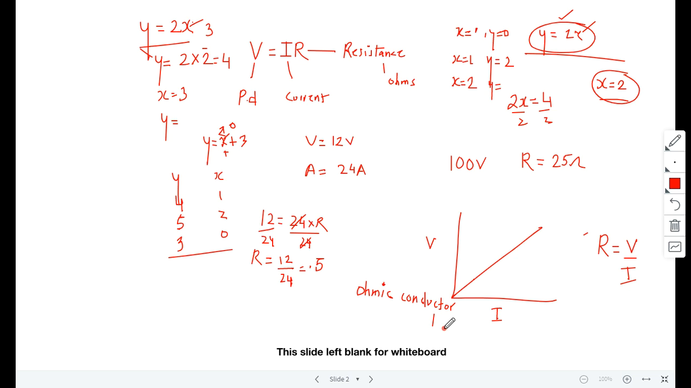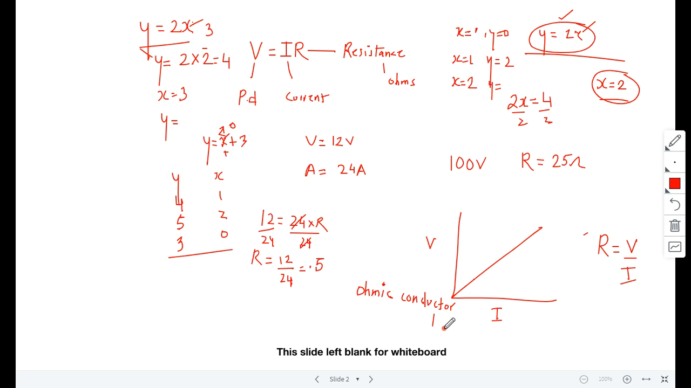So, a non-ohmic conductor is a conductor which does not follow Ohm's law. Yes, that's correct.